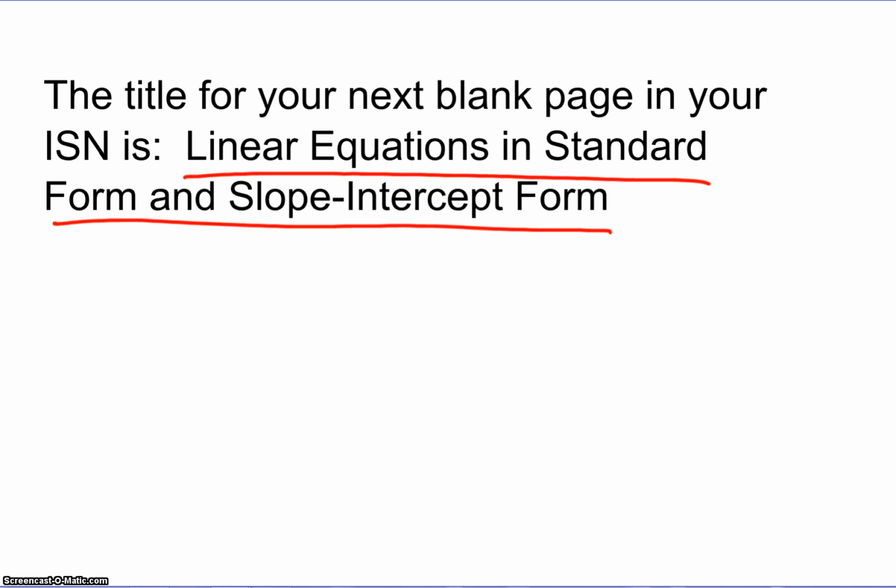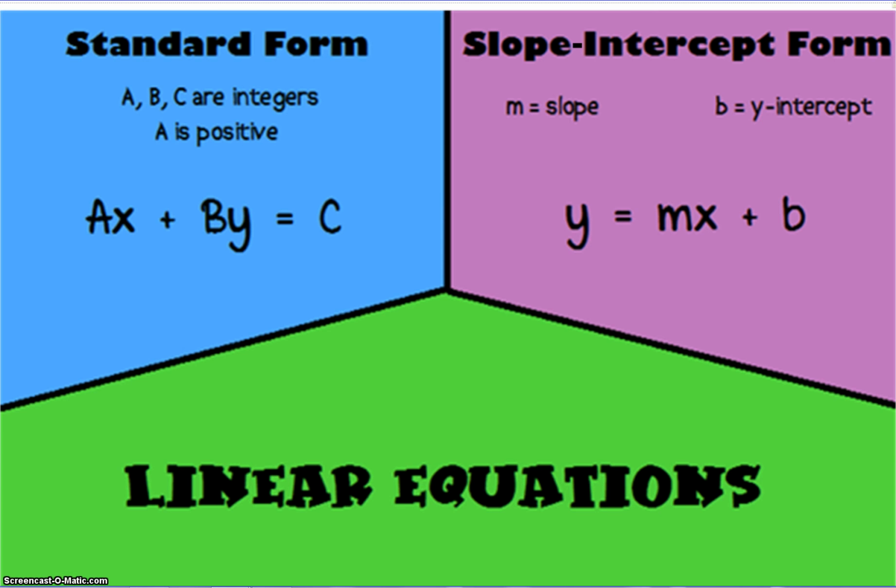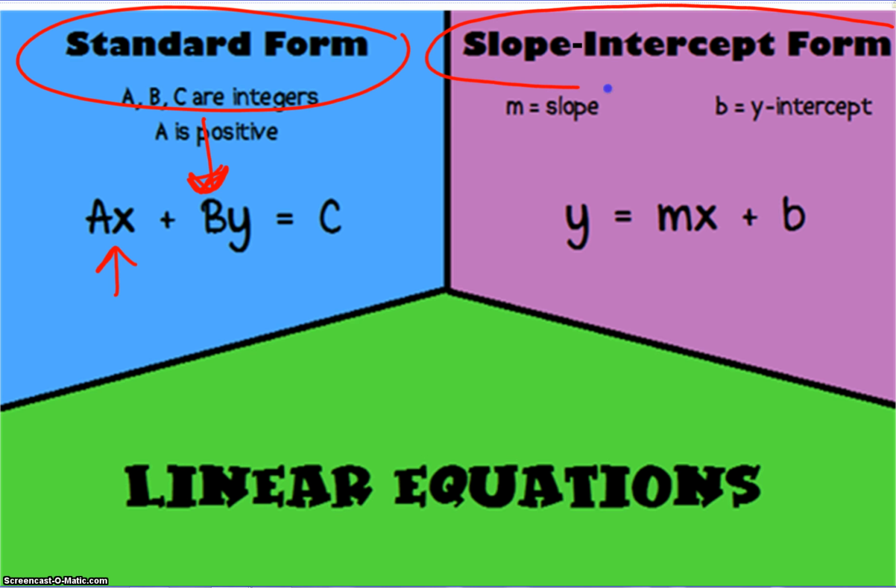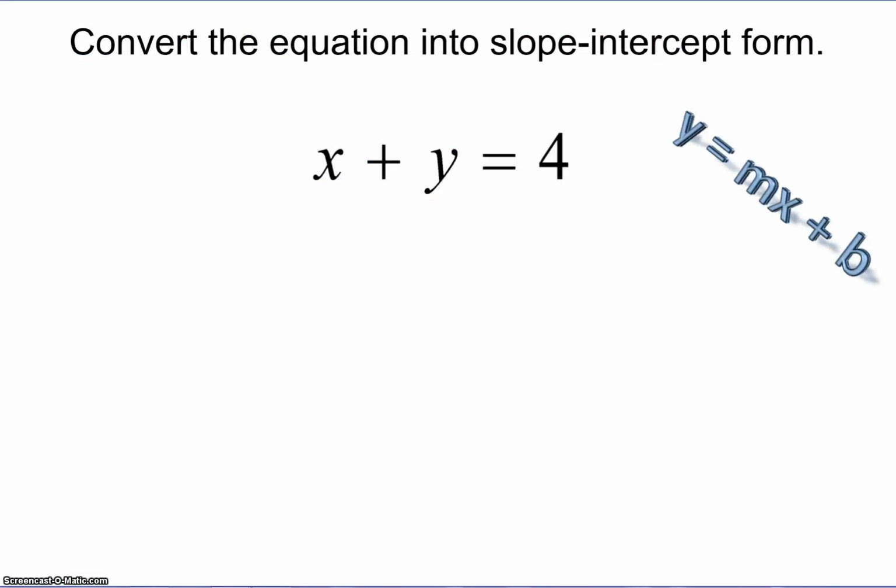We need to know some definitions. So next in your ISN, you need to write standard form, and you need to write the form right here. Ax plus By equals C, and A has to be positive. Then, as a review, you need to write slope-intercept form, and make sure you know that it has to be mx plus b in order for it to be slope-intercept form.